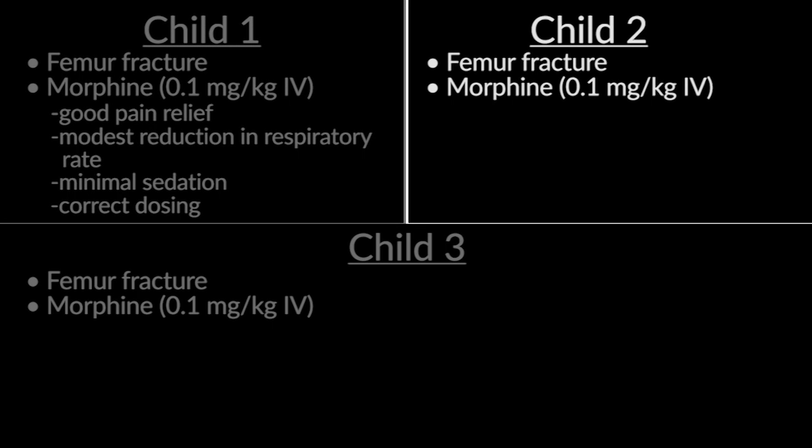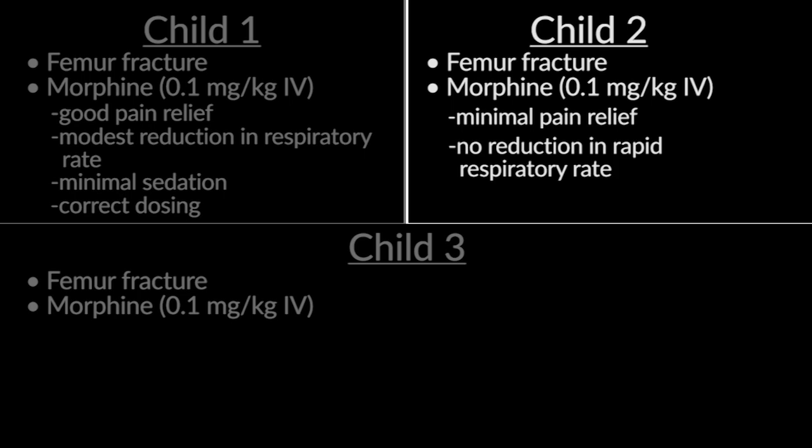Consider a second child. For this second child, this dose might produce minimal pain relief, no reduction in their rapid respiratory rate or heart rate, and you would conclude that additional incremental dosing is needed to get pain relief.